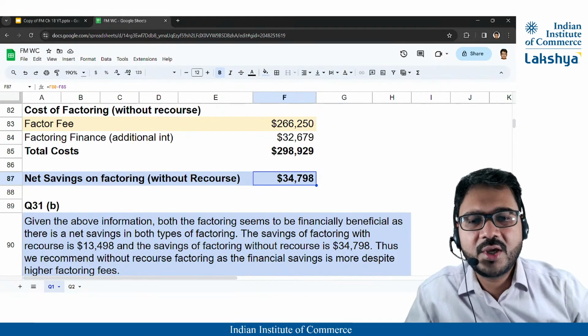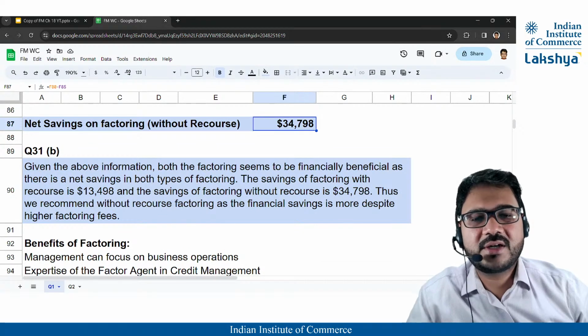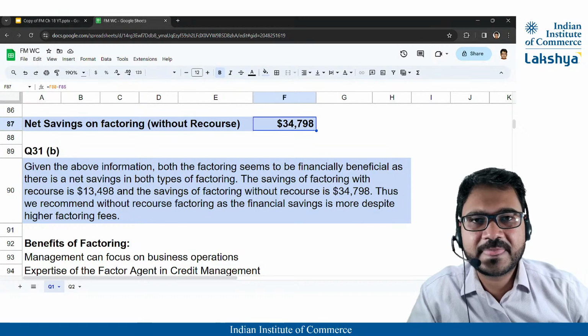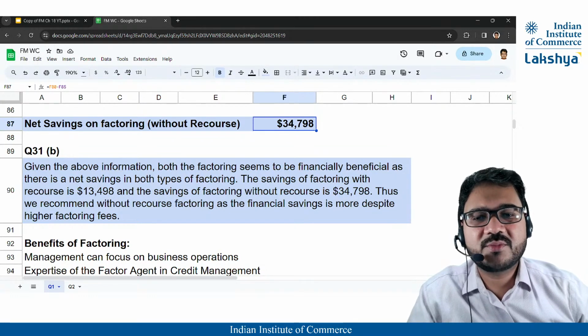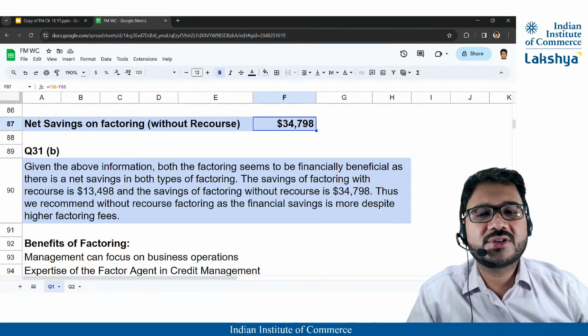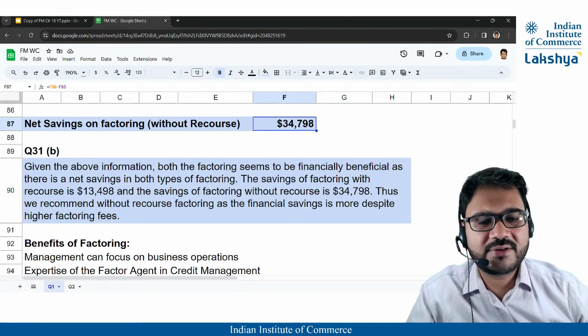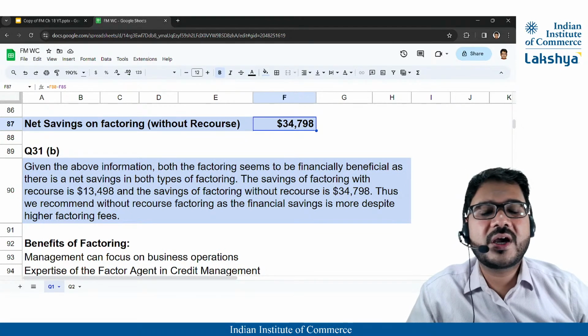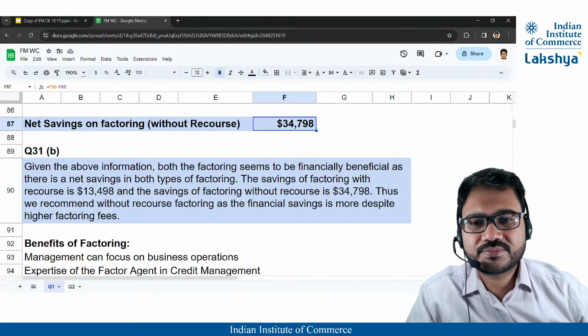above information, both the factoring, that is with recourse and without recourse, seem to be financially beneficial as there is a net savings in both types of factoring. The savings of factoring with recourse is $13,000, and the savings of factoring without recourse is $34,000. Thus, we would recommend recourse factoring as the financial savings is more despite a higher factoring fee. Okay.